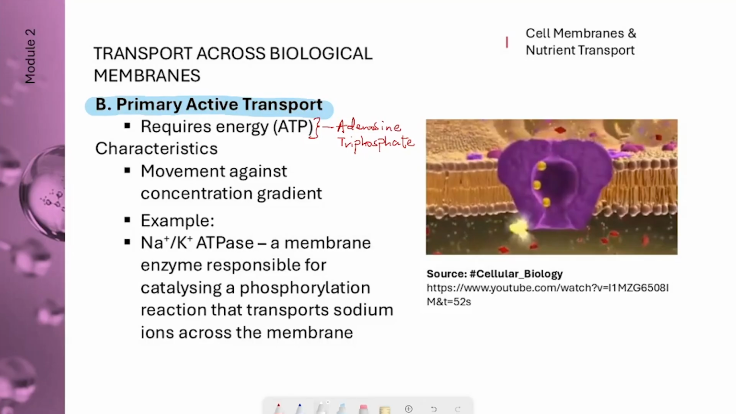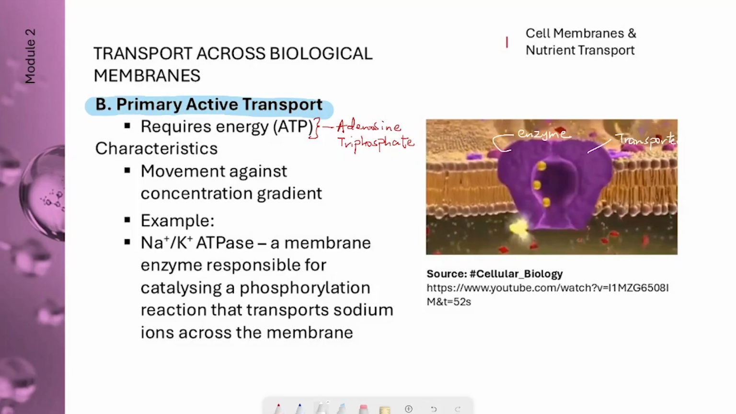And how does this work? Usually, you have the transporter, right? But in a primary active transport, the transporter is also working or acting as an enzyme. So these are very critical examples, and I hope it doesn't cause any confusion. It acts as an enzyme, but at the same time it's transporting.